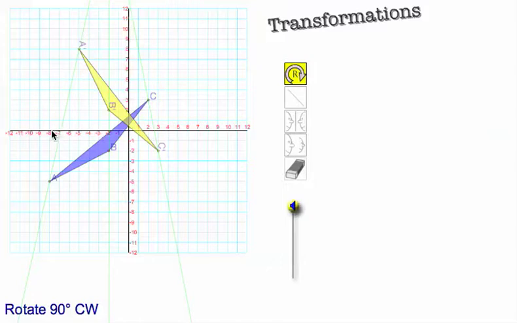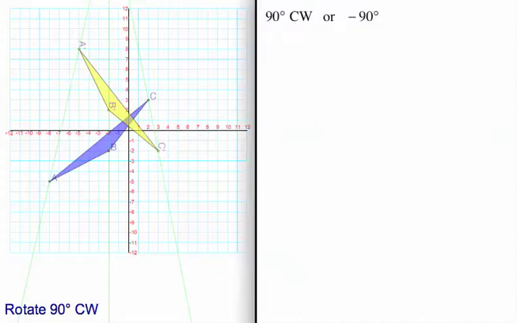Our A was -8, -5, and it became -5, +8. Okay, so when the X switched places with the Y, when the X moved to the back, it also switched signs. Okay, so we're rotating 90 degrees clockwise. Our mapping notation is that the X and Y switch places, and when the X moved to the back, it also switched signs. Okay.